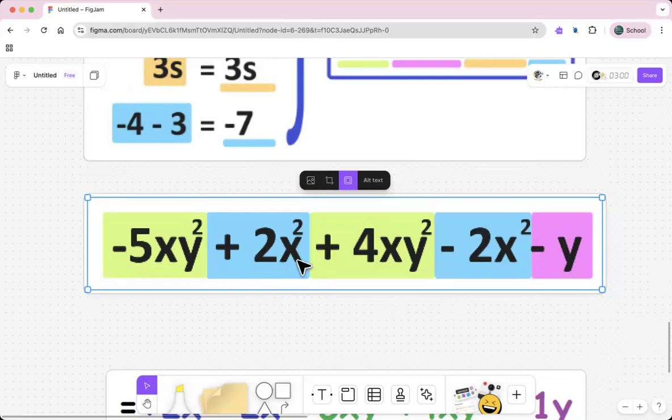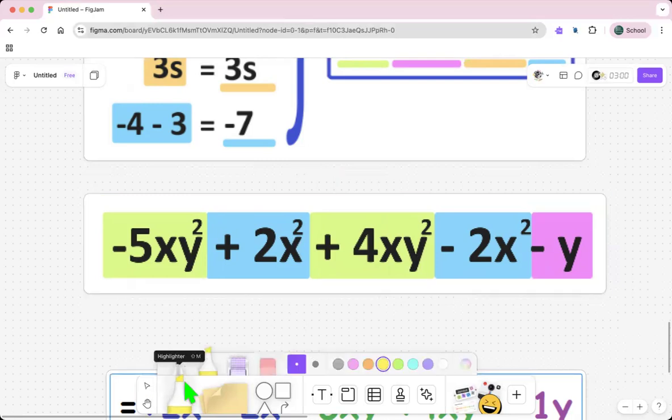You notice in blue, the x to the power of 2 and negative 2x to the power of 2. The x to the power of 2 is the same letter, same power, or same variable, same power. In green, the xy to the power of 2, xy to the power of 2, they can be combined because they are the same letter, same variable.